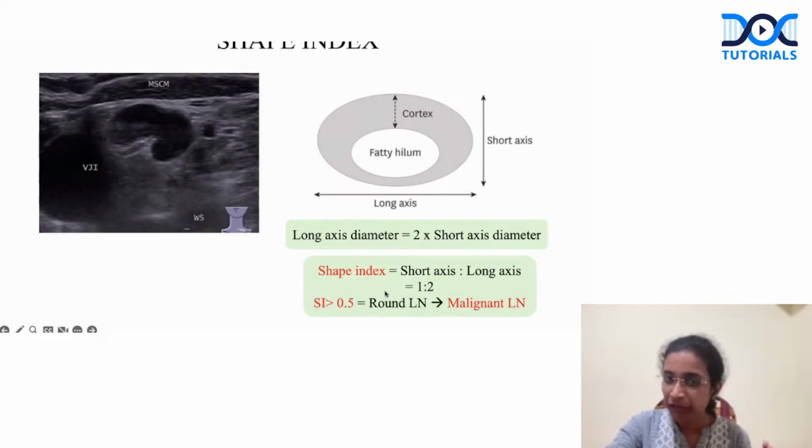So what is the normal value of the shape index? It's 0.5. If it is more than 0.5, which means the short axis diameter enlarges, then it loses its normal oval shape and becomes round. So if the shape index is more than 0.5, it becomes a round shaped lymph node and points more towards malignancy. That's why you'll often hear that a malignant lymph node is taller than wider, which means the short axis has grown in diameter, in such a way that the shape index is more than 0.5.